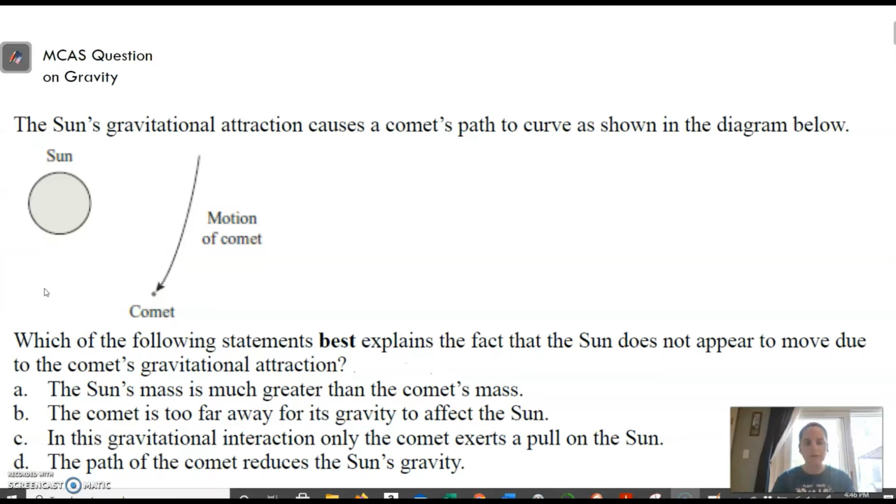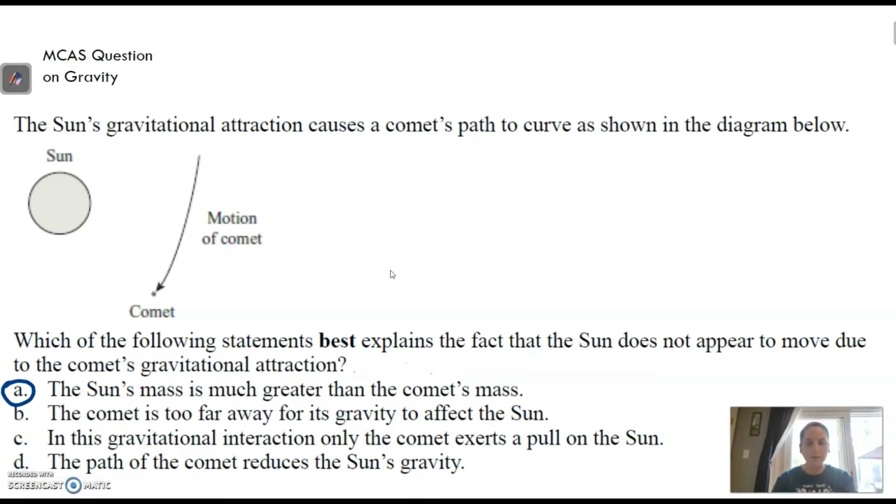So the sun's gravitational attraction causes a comet's path to curve as shown in the diagram below. Which of the following statements best explains the fact that the sun does not appear to move due to the comet's gravitational attraction? So the best answer choice here is A. The sun's mass is much greater than the comet's mass. As we know, everything is going to be more attracted to the object with more mass. And so the sun has more mass than this tiny comet. So we can't really see the gravitational attraction that the sun also has to the comet. And again, that's just due to the sun's mass being much greater than the comet's mass.